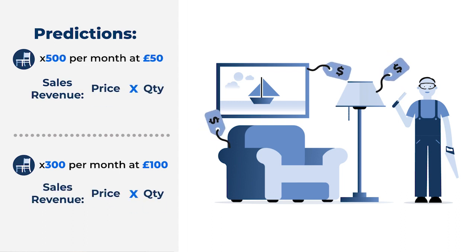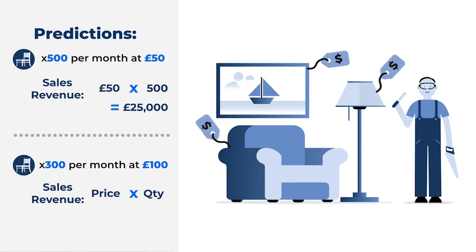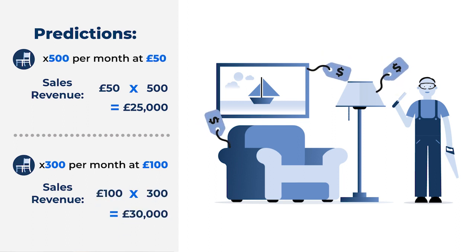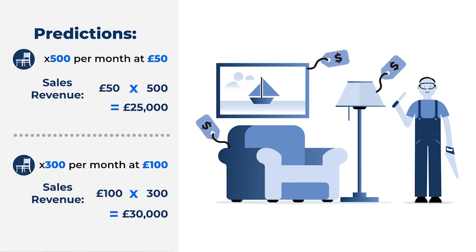500 chairs sold, the quantity, times £50 per chair, the price, equals £25,000. But 300 chairs sold times £100 per chair equals £30,000. So in this case, the business would choose to price the chair at £100. They will make less sales, but they will have a higher total sales revenue.